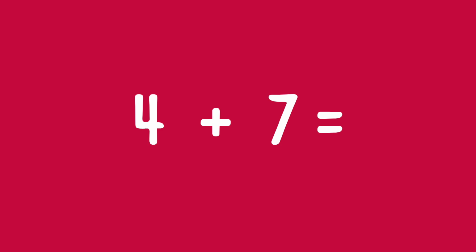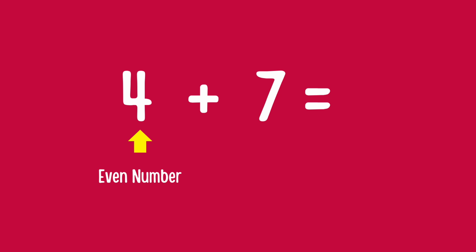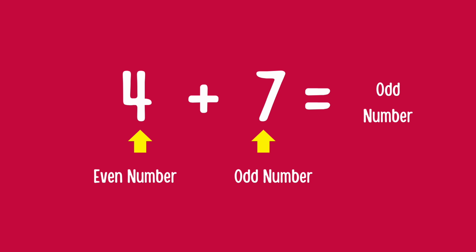Alrighty, now we're going to solve several addition math problems. The first thing we're going to do is solve 4 plus 7. Now keep in mind that the number 4 is an even number while the number 7 is an odd number. So since we're dealing with the pattern where we have an even number plus an odd number, our answer is more likely going to be an odd number, okay?